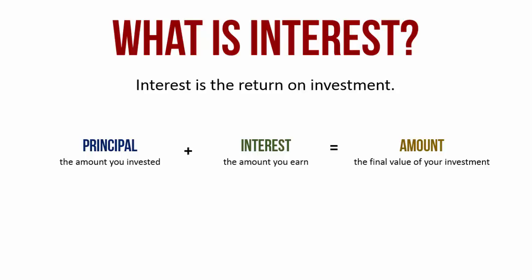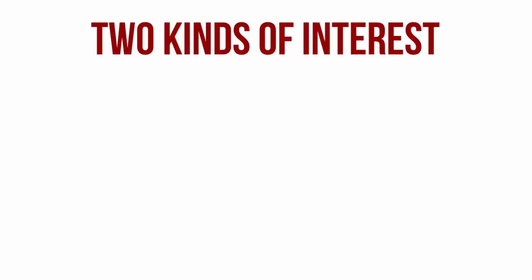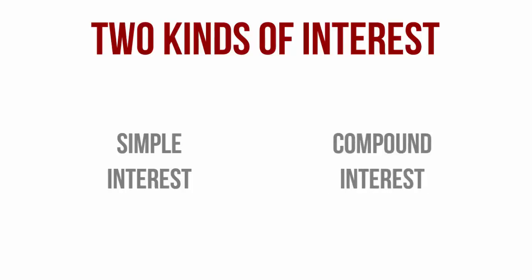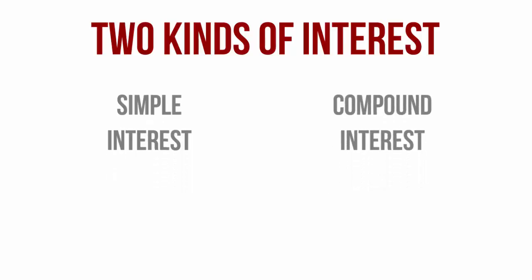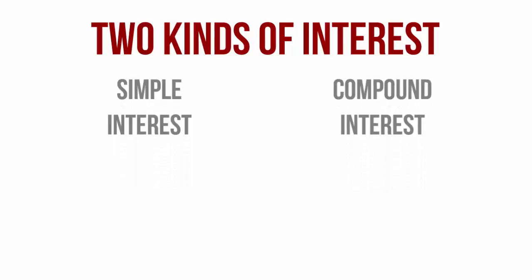The interest you earn is expressed as a percentage of the principal. That percentage is known as the interest rate, or the percentage of principal that you earn back on your investment. There are two main kinds of interest that you can earn. The first is called simple interest, and the second is called compound interest. Let's try and understand these two types of interest better.